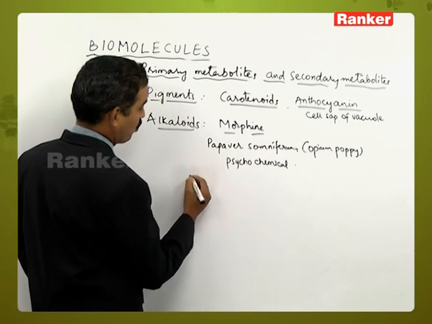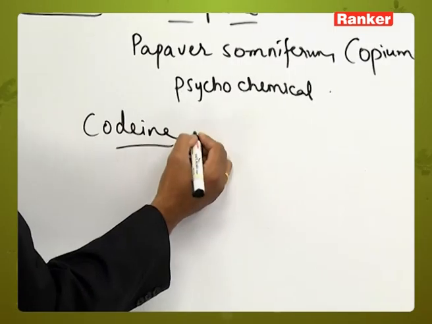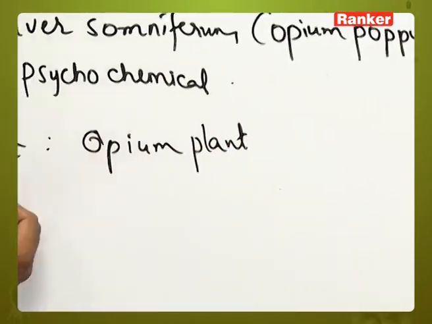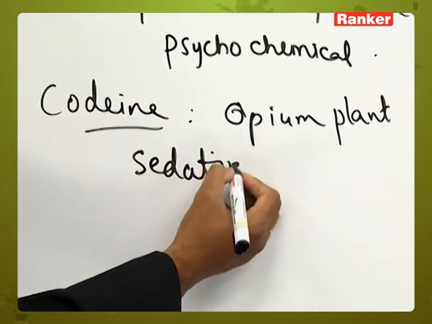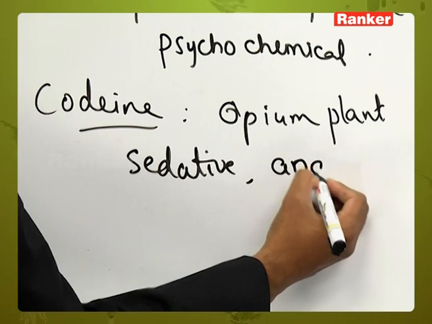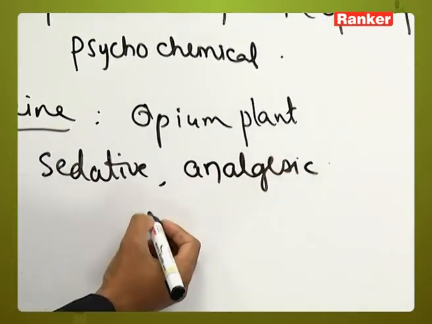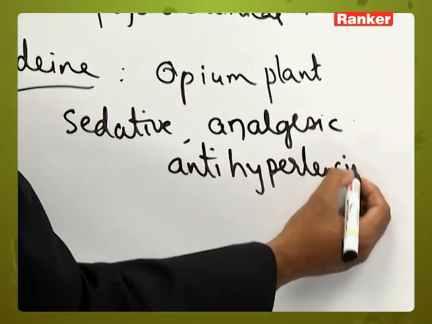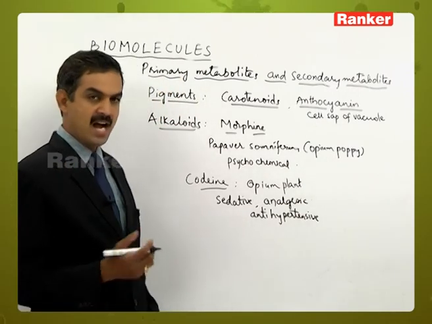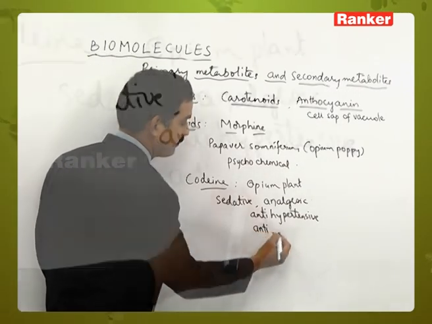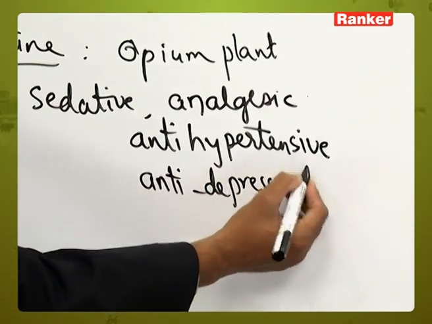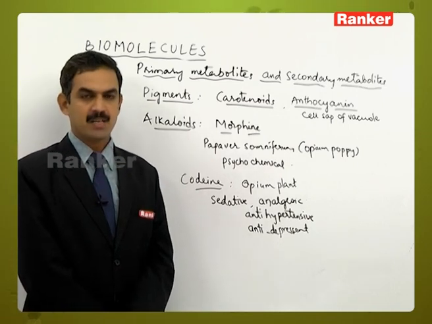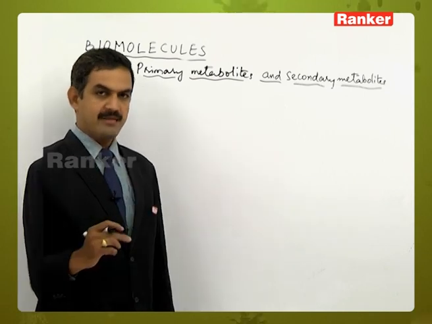And the other one is codeine. Codeine is also extracted from the opium poppy plant, which is used as a sedative, analgesic and antihypertensive. Likewise, various types of antidepressants also. So likewise, these are some of the alkaloids which are considered secondary metabolites and useful for humankind. Next one are terpenoids.